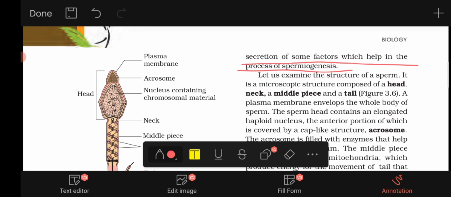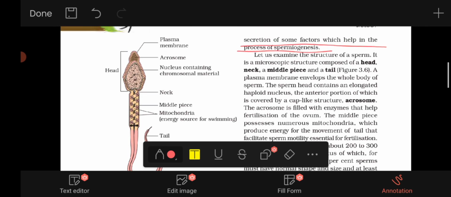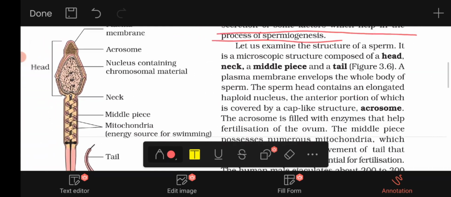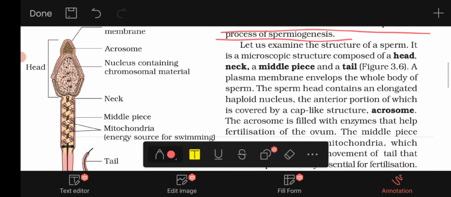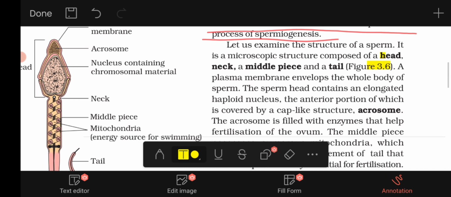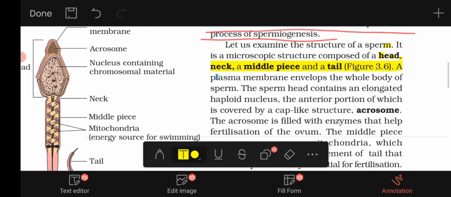Here they have given the diagram of sperm. So, structure of sperm. It is a microscopic structure composed of a head, then neck, a middle piece, and tail. A plasma membrane envelops the whole body of sperm because it is a cell. And the sperm head contains an elongated haploid nucleus. As it is a gamete, it is haploid.